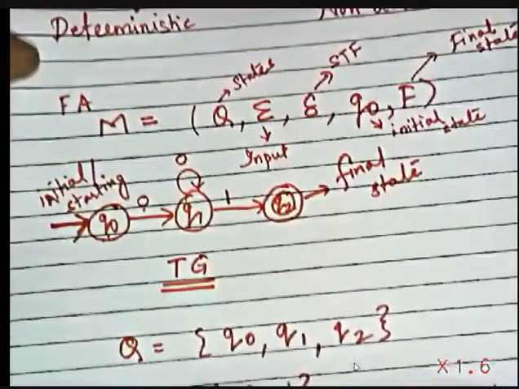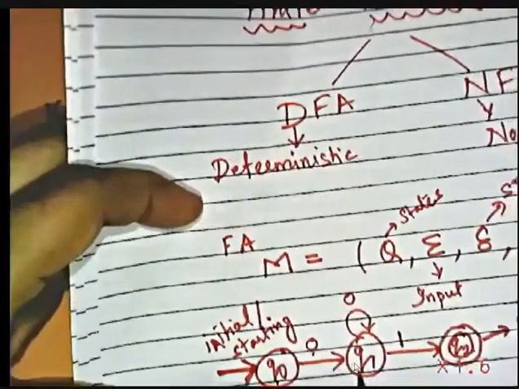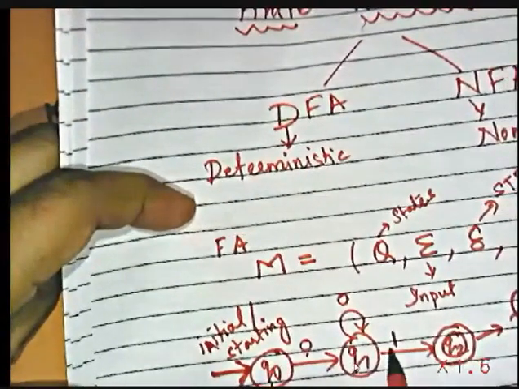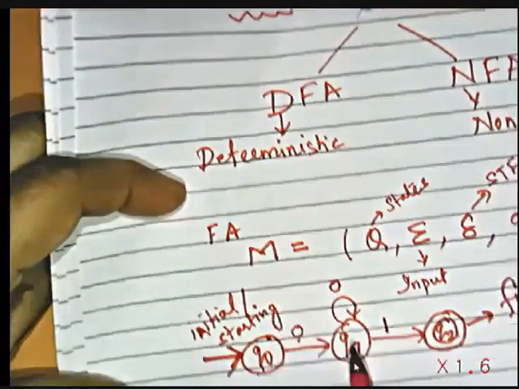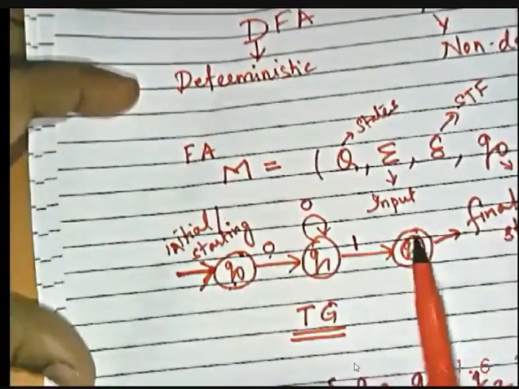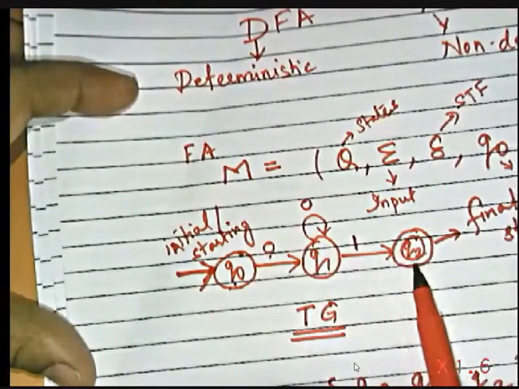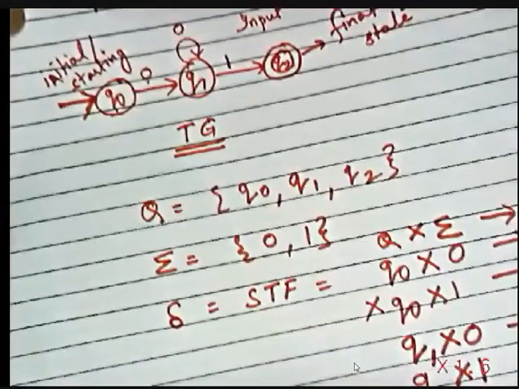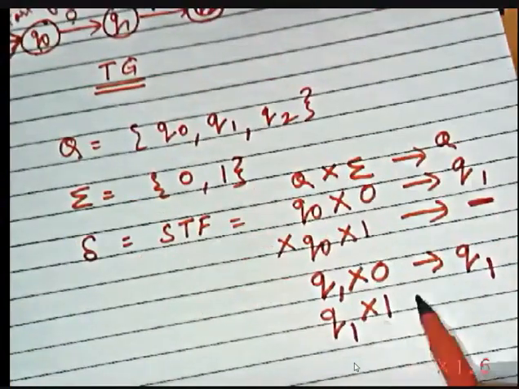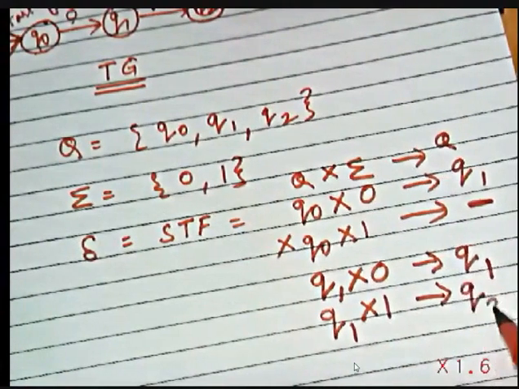Next, Q1 on 1. Is there any indication in this finite automata? Yes. So Q1 on 1, it is moving to state Q2. Is it clear? So I can represent here Q1 into 1 is giving you information, it is moving to Q2.